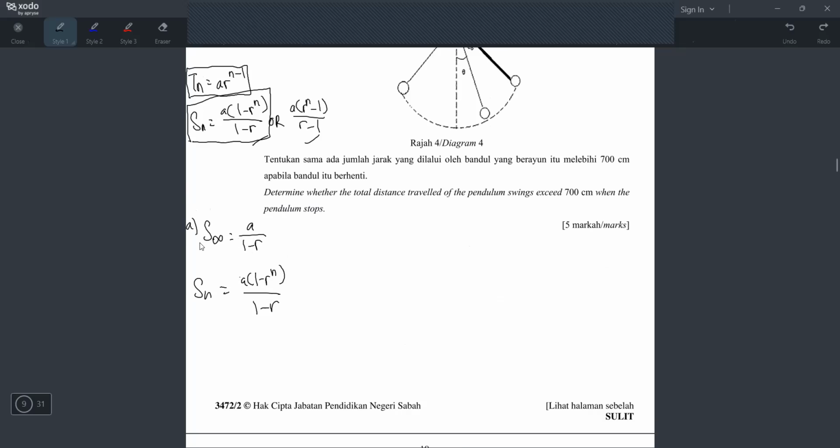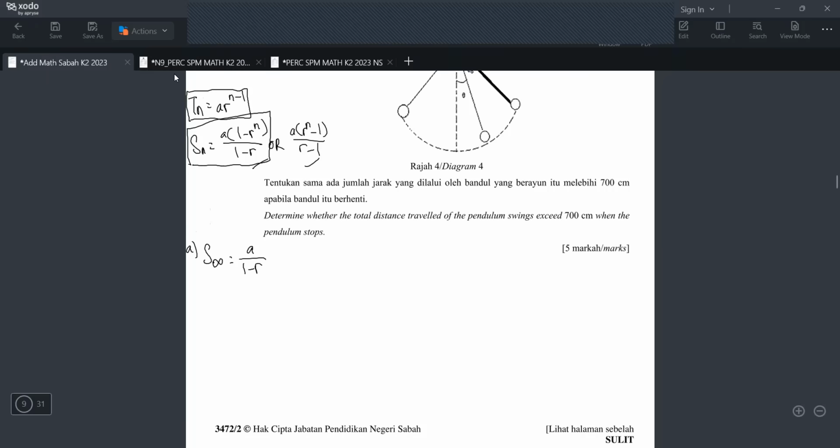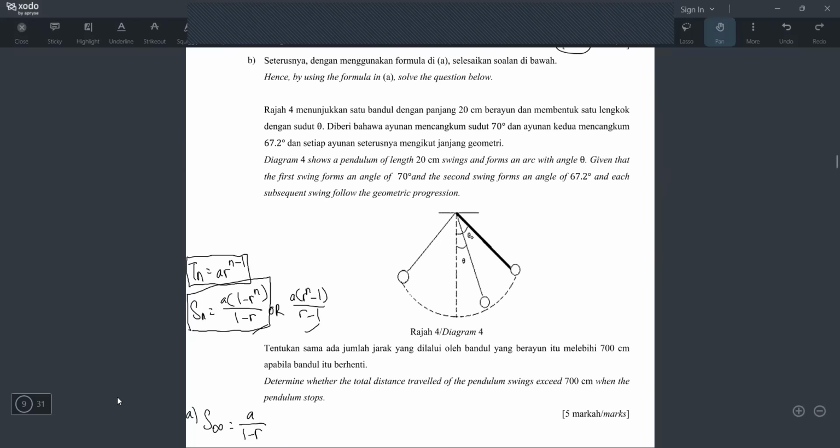But I want to show you how to prove the Sn formula also. It means if you want to prove the S infinity formula, you will use the Sn formula, but I want to show you how to prove the Sn formula, even though the question never asks you to prove it and it's only 2 marks.